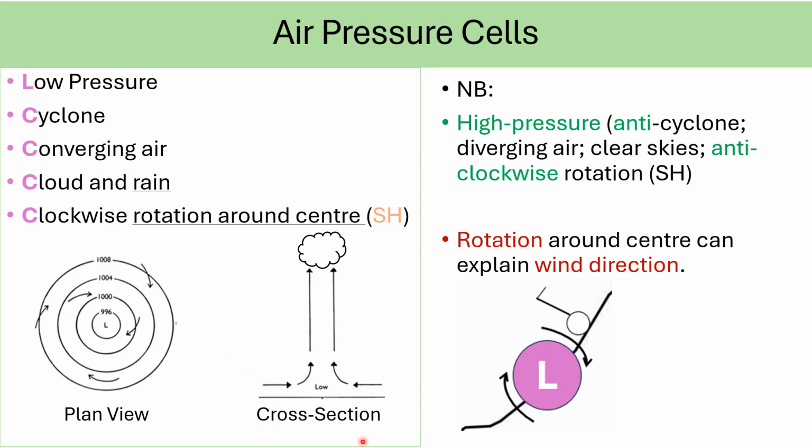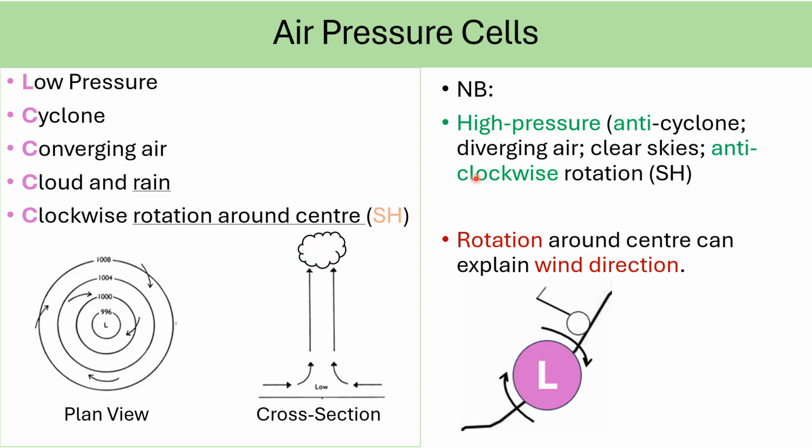If you look at a cross section of a low pressure cell, you will find the lowest pressure at the center, and the air is converging onto the center. Once it gets to the center of the cell, it is going to rise, but in its rising, it's going to rotate in a clockwise direction. That rising air cools down, dew point temperature is reached, condensation occurs, we have the formation of cloud as a result of the rising air, and eventually if the cloud becomes saturated, it is going to produce rain.